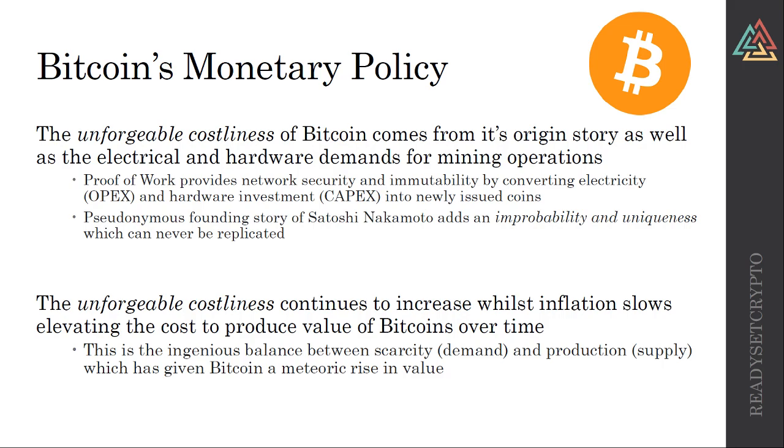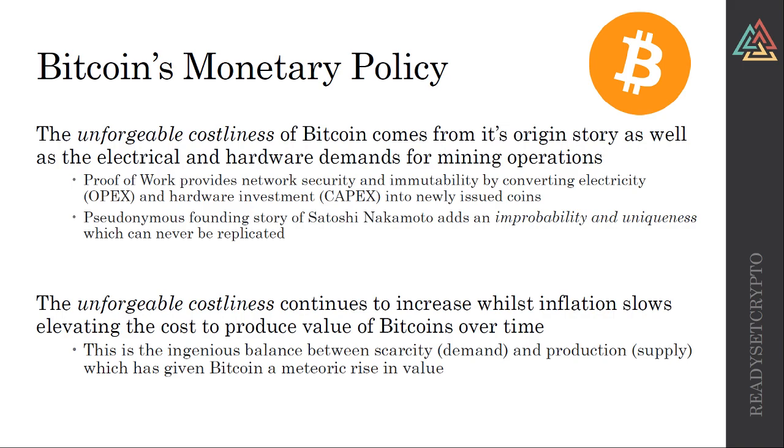hardware investment of the ASICs, which is actually why ASICs are extremely important, which is the CapEx, to generate those newly issued coins. So the unforgeable costliness here, because all we've seen is hash rate increasing, continues to increase while inflation actually slows. So the cost to produce Bitcoins increases over time, but the supply decreases.